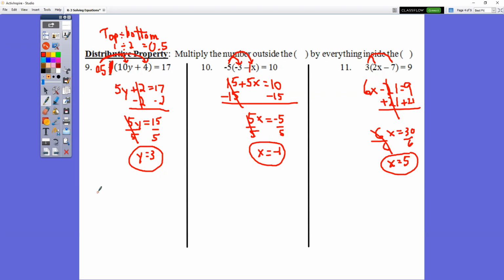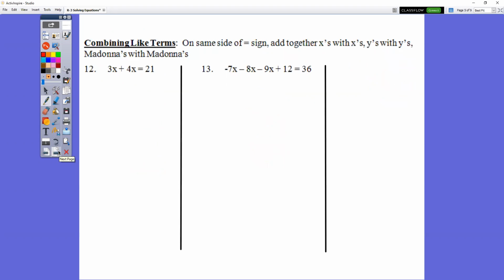So those were distributive property. You want to take what's outside and multiply by everything inside. The next type of problem is combining like terms. Remember, you can only add together letters that are the same. You can only add together x's with x's, y's with y's, plain numbers with plain numbers. These are on the same side of the equal sign, so we can add together our 3x and our 4x first. 3x plus 4x is 7x. Bring down your equals 21. Divide by 7, divide by 7, and you get x equals 3.